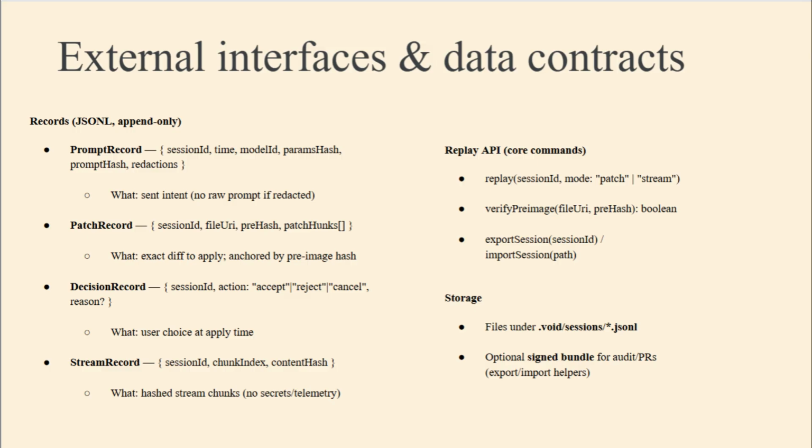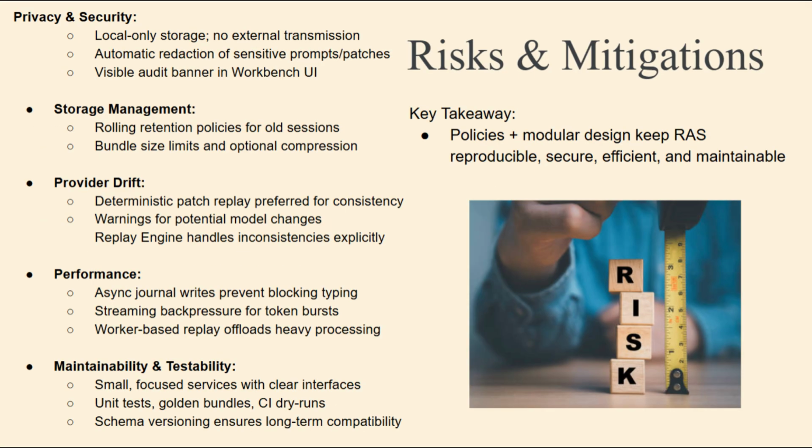Here are our external interfaces. We store 4 record types: prompt, patch, decision, and optionally stream. Each one is a JSON line under .void/sessions. The core API is small, it just has replay and verify preimage, plus the export and import helpers. Patch records are tied to a preimage hash, so replays are safe and deterministic. Stream chunks are hashed only, there's no raw content involved.